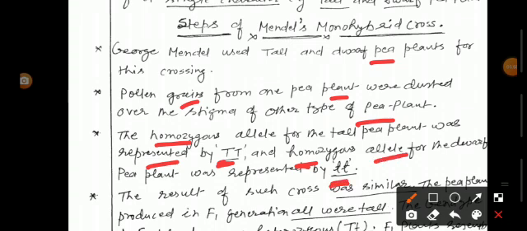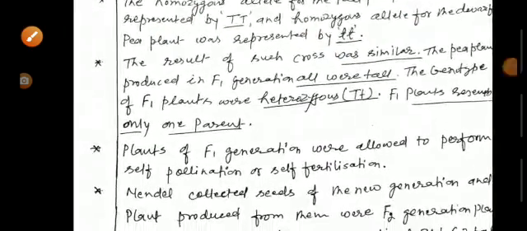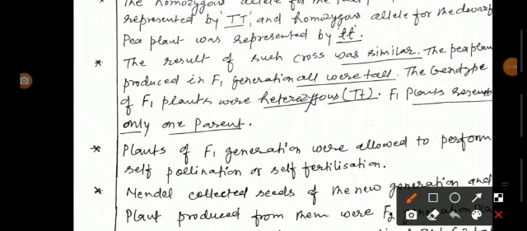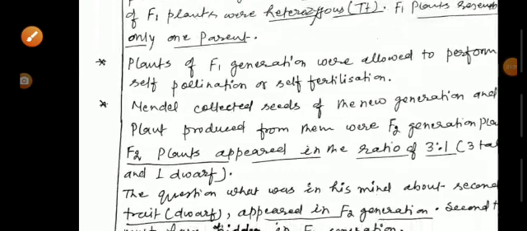The result of such a cross was similar. The pea plants produced in the F1 generation were all tall. The genotype of F1 plants was heterozygous, meaning not pure tall, hybrid tall. It means that in that plant there was also the gene for shortness. So F1 plants resembled only one parent. They were all tall. So one question arose in his mind about the disappearance of the feature shortness, or the dwarf.